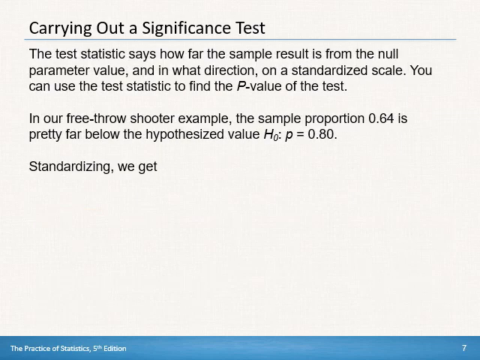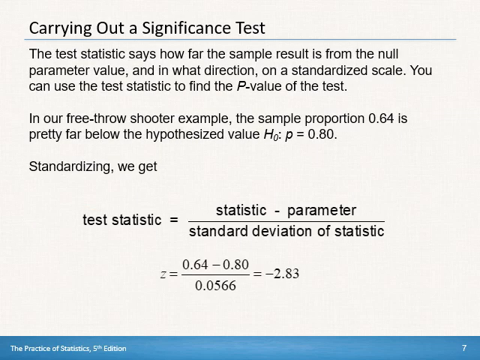All right. So what would we get when we standardize, or when we find that test statistic? So z is going to be 0.64 minus 0.8 divided by 0.0566, which was the standard deviation of the statistic. And that gives us negative 2.83. So that means our test statistic, our p hat, is almost 3 standard deviations below the mean.